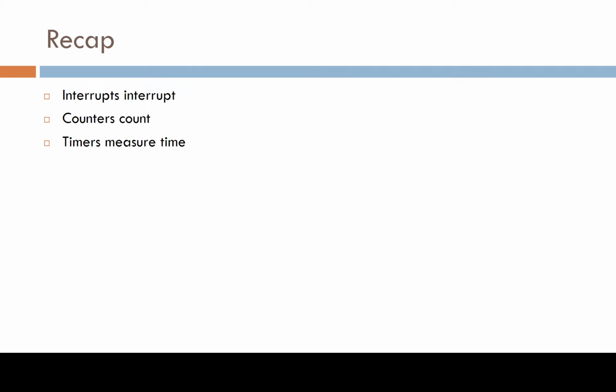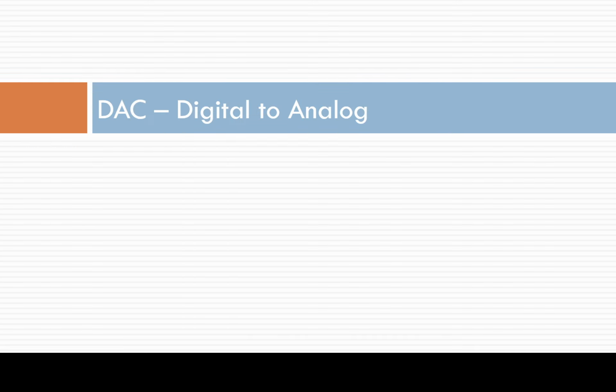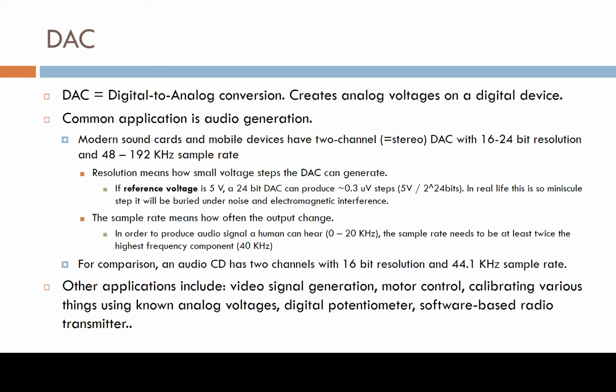From the last session, last week, we had the interrupts, where counters count and timers measure time. So now we basically build on this. And to start the connection with the real world, I start with digital to analog conversion, for a good reason, but the reason will be given later. So what is digital to analog conversion, or DAC?